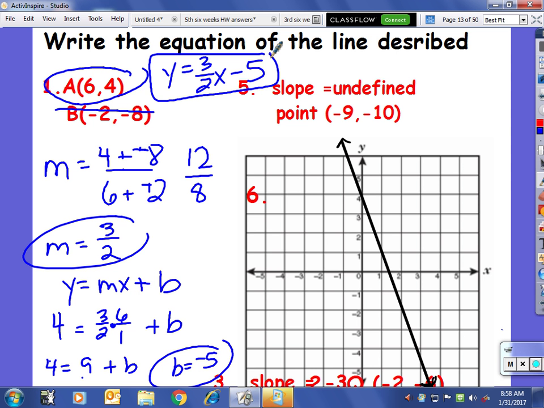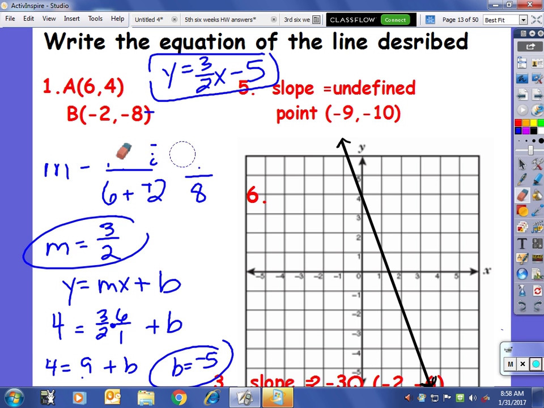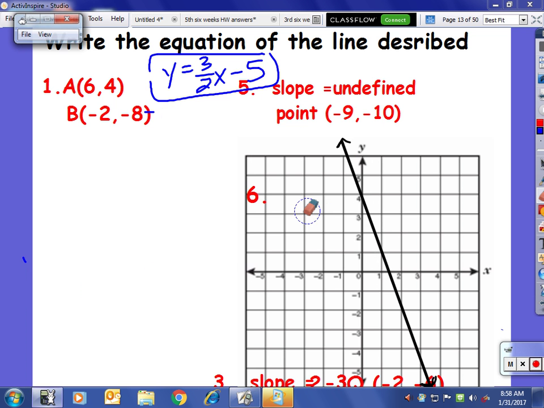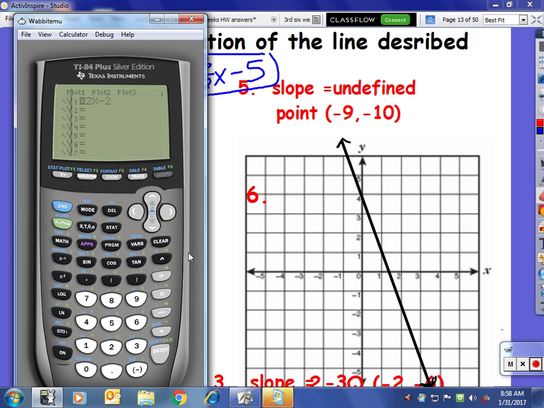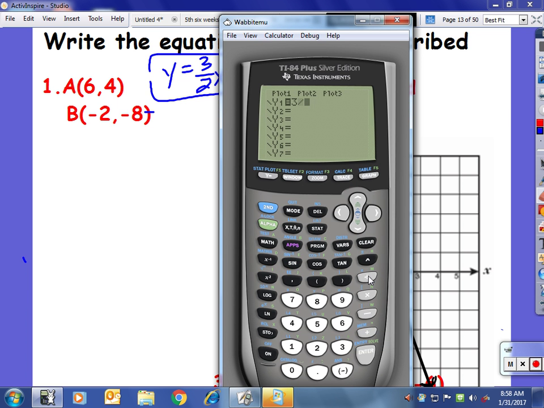How can I know that I'm right? Yes, now that I know my equation, I can turn to my calculator to check it. So I'm going to go to y equals, put what I think the answer is into y equals. I think it's, what was it, 3 over 2x minus 5, is that right?